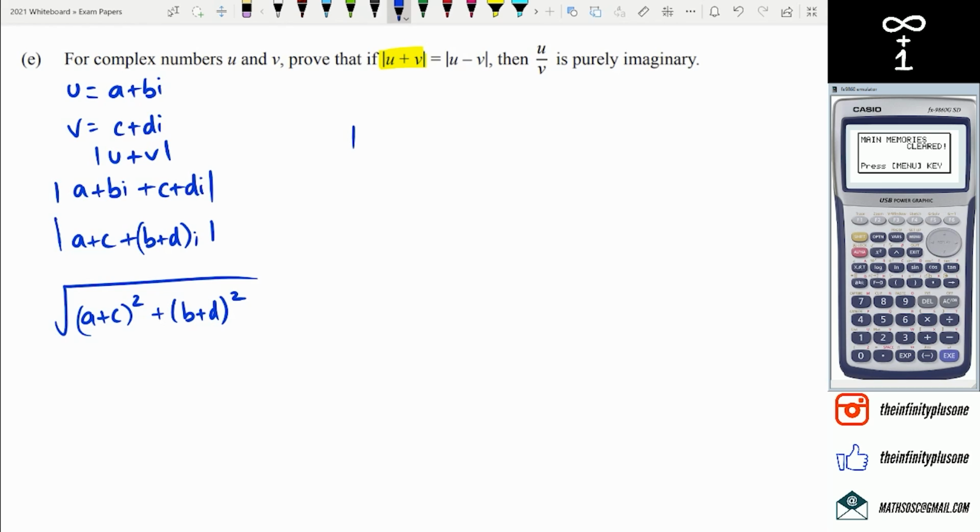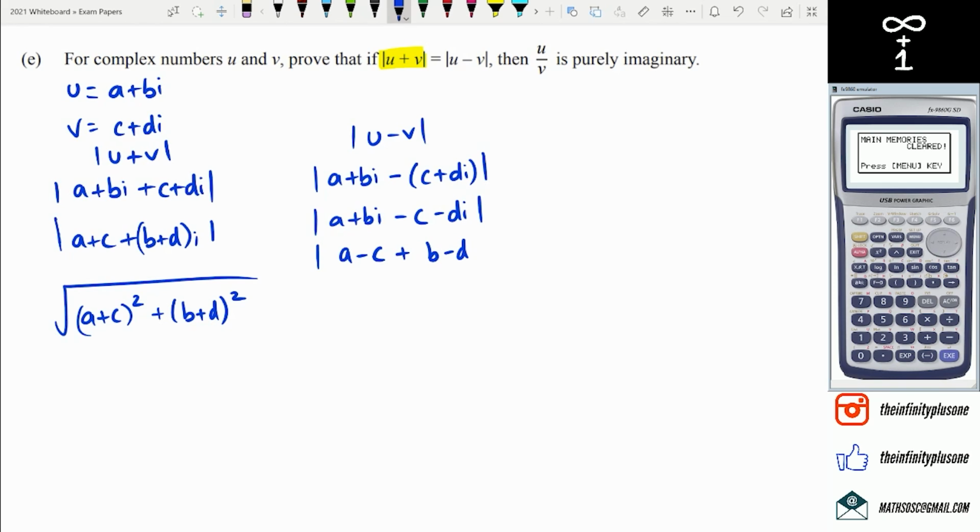The next thing I'm going to do is u minus v. Doing u minus v, I'm going to do the same thing. I've got a plus bi minus (c plus di). When I expand that little bracket out, I'm going to get a plus bi minus c minus di, and then collect all the real values: (a minus c) plus (b minus d)i. And then the modulus of this is going to be (a minus c) squared plus (b minus d) squared.